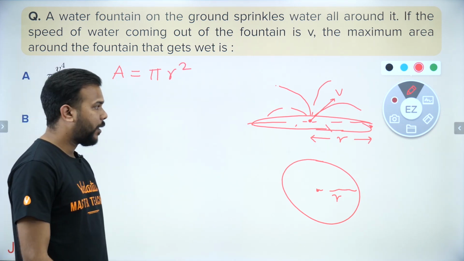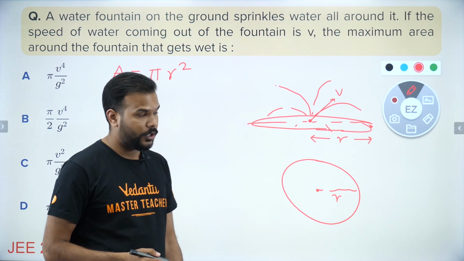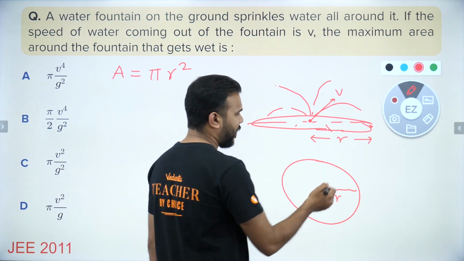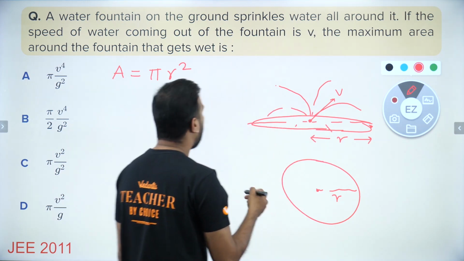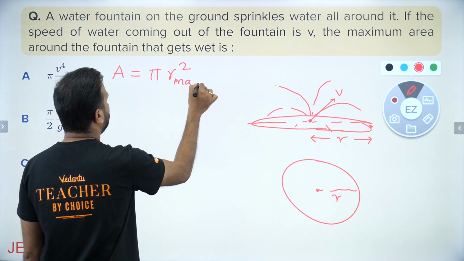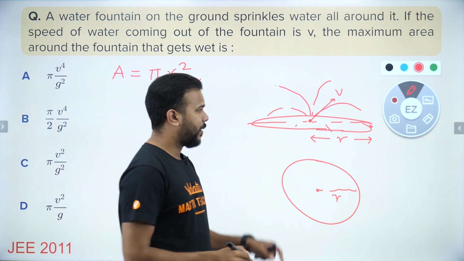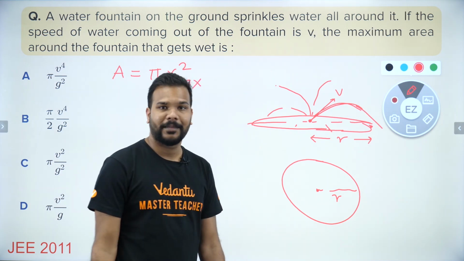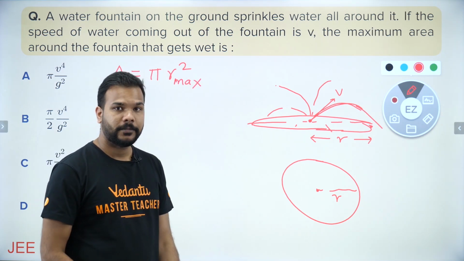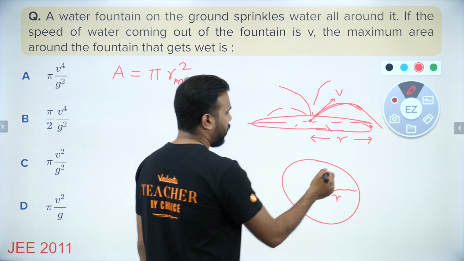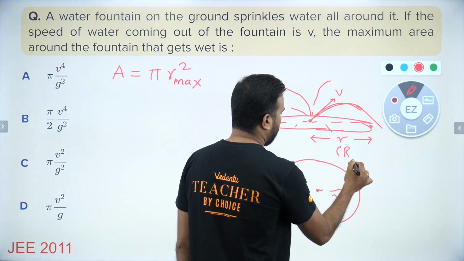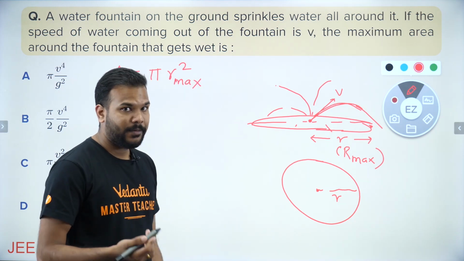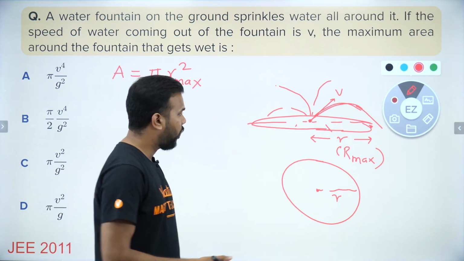But now that is where the concepts of projectile motion come into the picture. We want to maximize this area. If you want to maximize the area, you can see that you have to have the radius of the circle to be maximum. And when do we get the radius to be maximum? When the water droplets fall at the maximum distance from their initial point. Which means the maximum range, if it is covering, then only that is possible. And we know that a projectile covers maximum range when it is projected at an angle of 45 degrees.